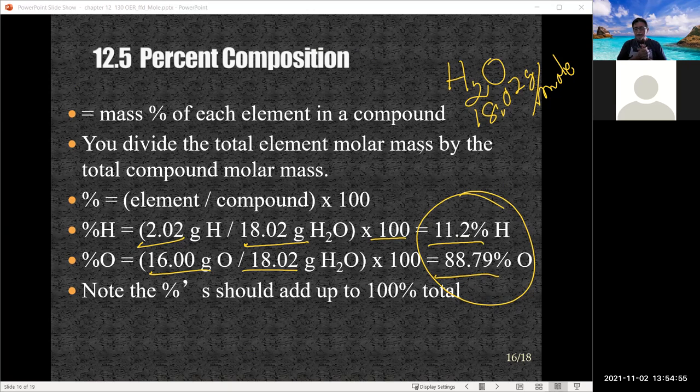Once you're done with that, all your percentages should add up to 100%. And that is consistent with a water molecule wherever we find it. If we do an analysis of it, it would consist of roughly 11% hydrogen and roughly 89% oxygen, okay?